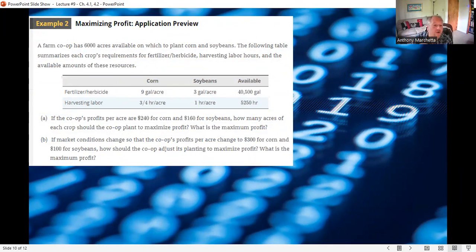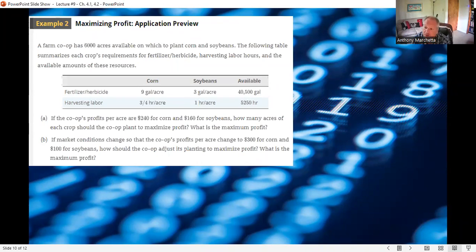Anyway, Farm Co-op has 6,000 acres available on which to plant corn and soybeans. The following table summarizes each crop's requirements for fertilizer or herbicide, harvesting labor hours, and the available amounts of these resources. And not unlike the coffee machine and cappuccino maker table, where we had two cities, Fort Worth and Atlanta, here we have instead not items we're producing, but supplies that we need to be able to create our crop. We need fertilizer and we need labor. How much do we need?